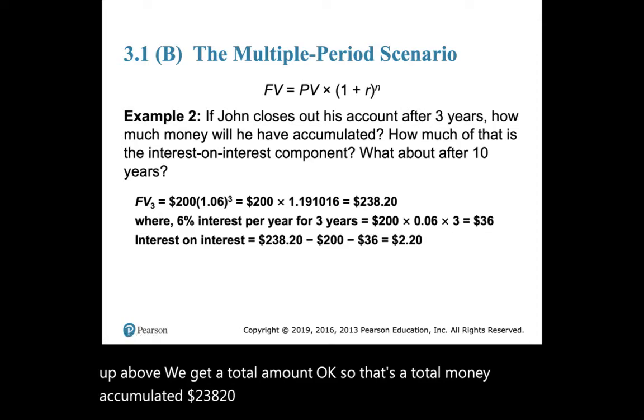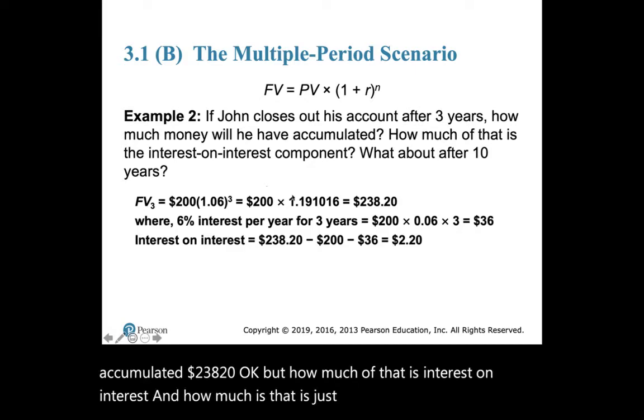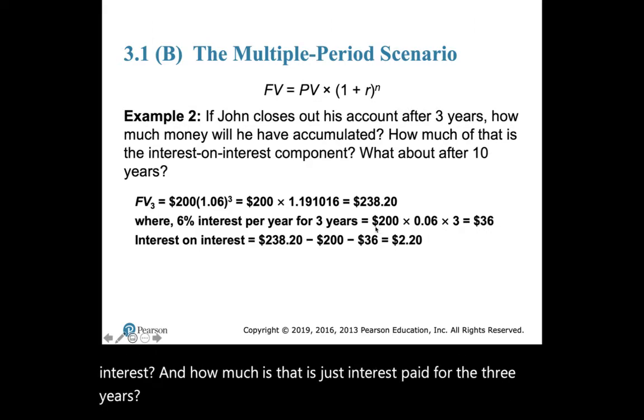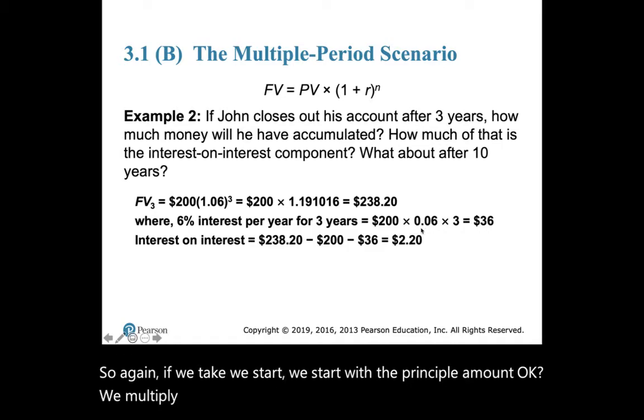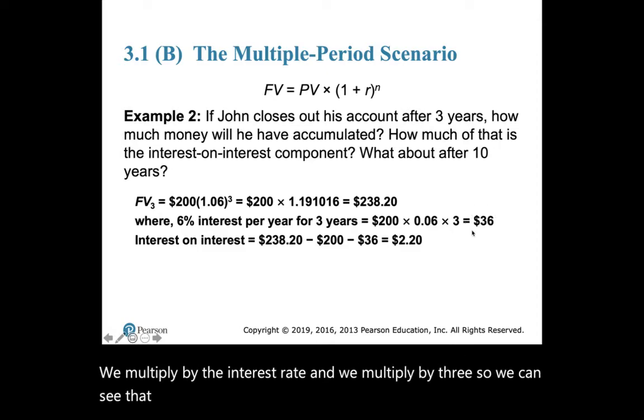okay? But how much of that is interest on interest, and how much of that is just interest paid for the 3 years? So again, if we start with the principal amount, okay? We multiply by the interest rate, and then we multiply by 3. So we can see that $36 is the interest amount, okay? So that's on the principal.